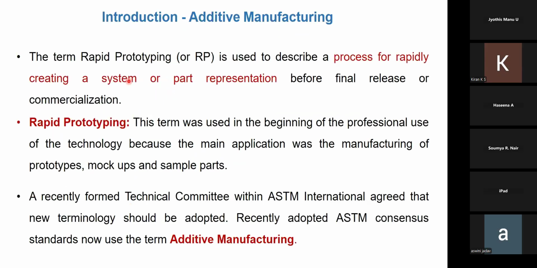And as I said early, this rapid prototyping term is used in the beginning of the professional use of the technology, because the main application is manufacturing prototypes, mockups, and sample parts. But now the trend is completely changed. The machine is having the capability of making final part that can be used in the product. So the ASTM committee has recommended the name for the rapid prototyping machine as additive manufacturing machine, or simply you can call it as additive manufacturing.